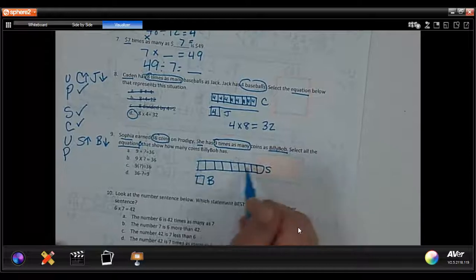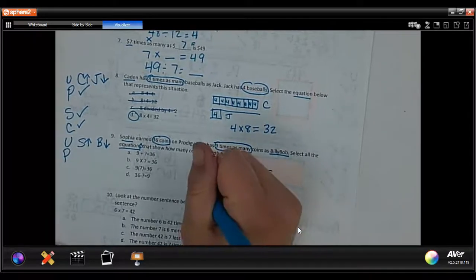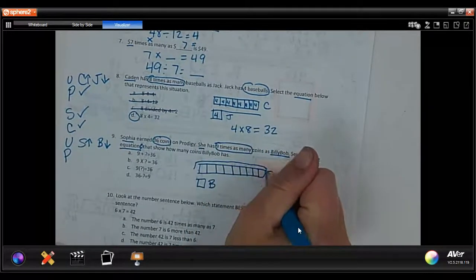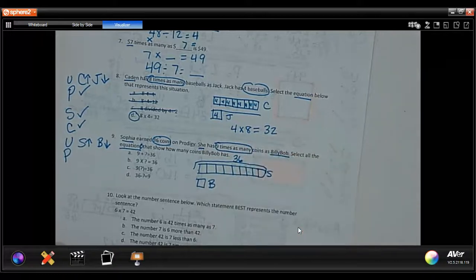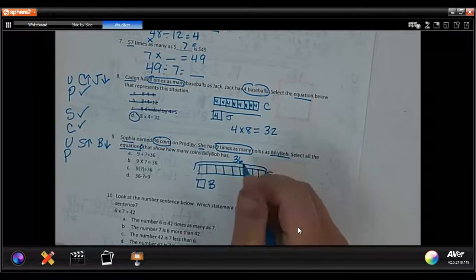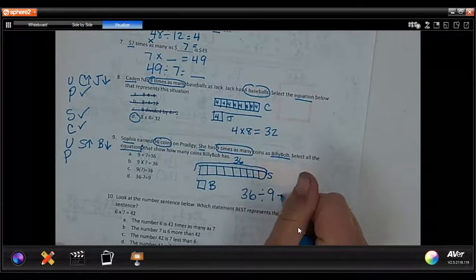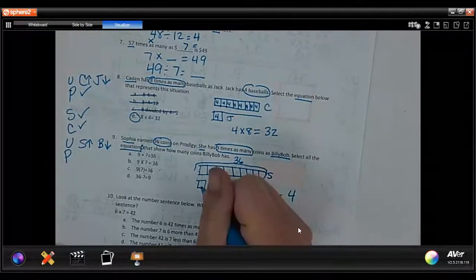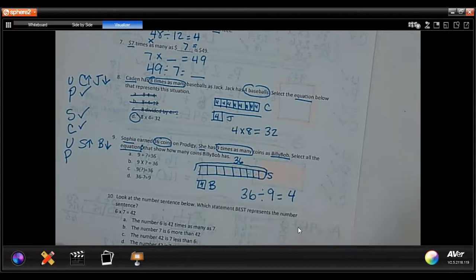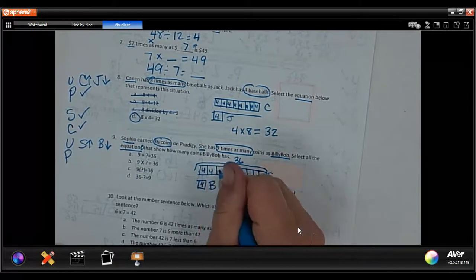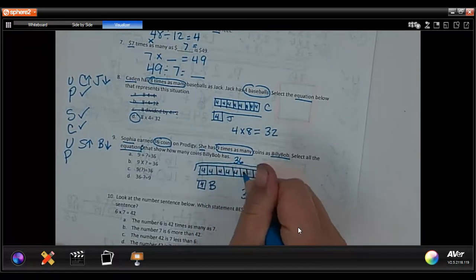And I don't know how many are in any of these boxes, but I do know the total that Sophia has is 36. So in order to solve this problem, I would do 36 divided by those 9 equal groups, which will give me 4. So I know that Billy Bob has 4 coins.